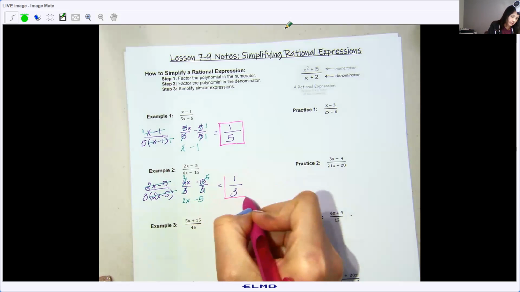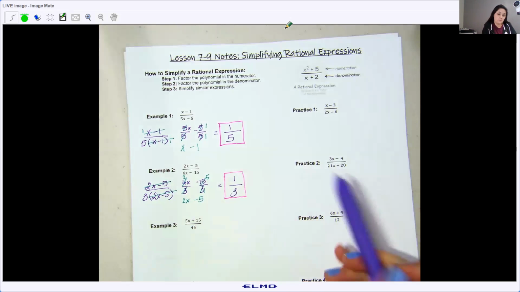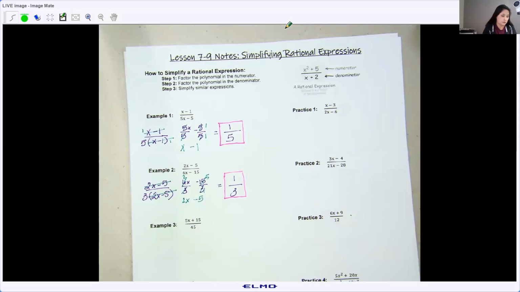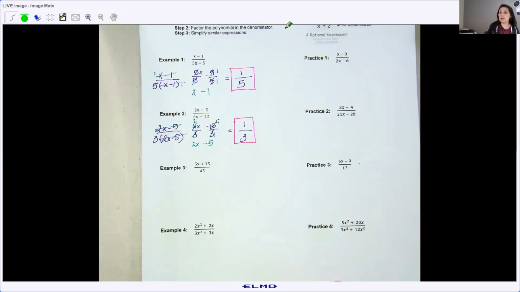Very similar to the first example, just the numbers are a little bit bigger, okay? Practice number 2, again, is very similar to example 2. Okay, let's go to example 3.